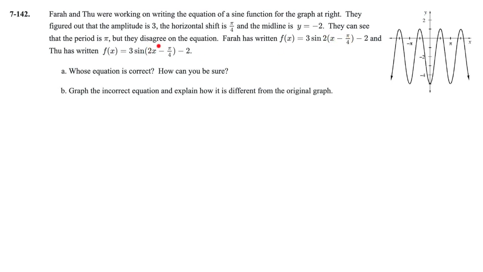This 2 is only applying to one of these pieces, which is causing your horizontal shift to not be the same. So in this case, Farah is correct, and then this one will just have a different period. I think you're able to graph that in Desmos and see what that difference is. Let's take a look at our very last problem because this video is super long and we have to be done.